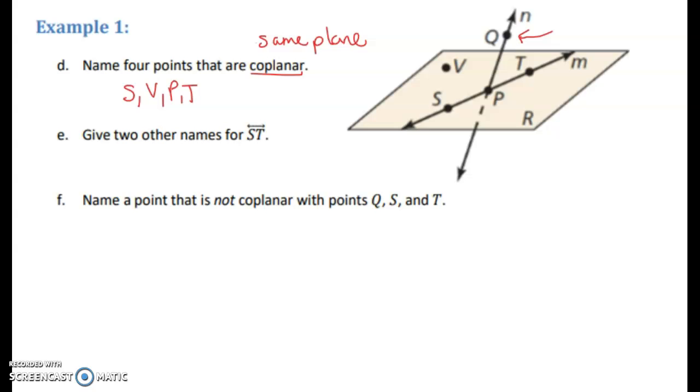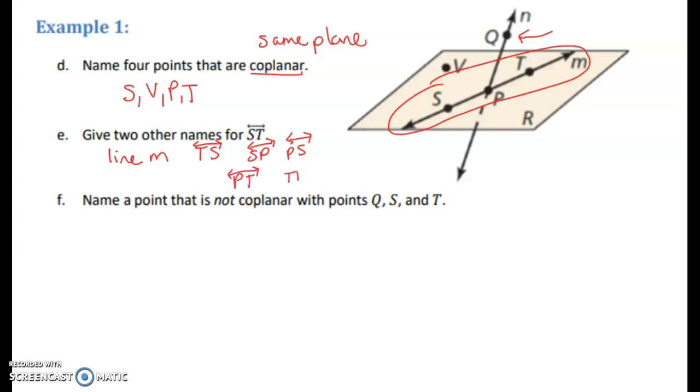It says give 2 other names for line ST. All right, so this line is right here. This is line ST. So you could have options of line m. You could switch the order and do TS. You could do any variety of SP or PS. And you could also do PT or TP.